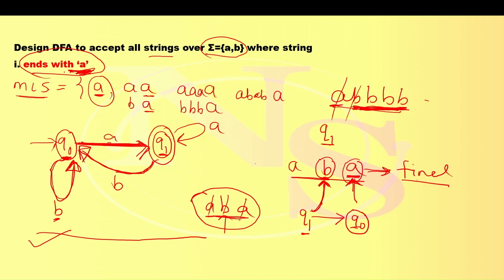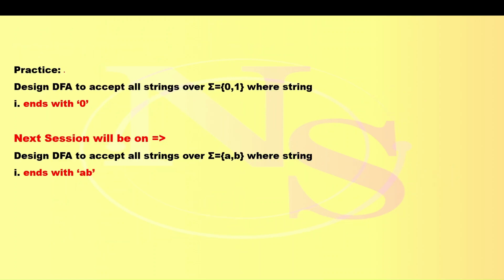Similarly, you can practice where the string is ending with 0, where sigma is 0, 1. In the next session we will see a similar kind of question where the string is ending with AB.